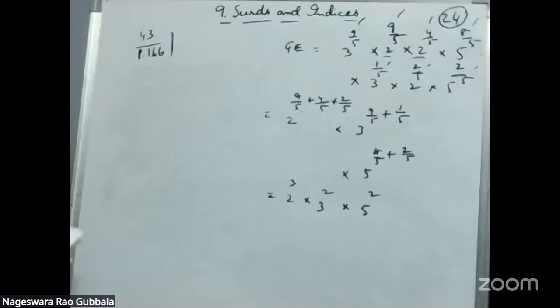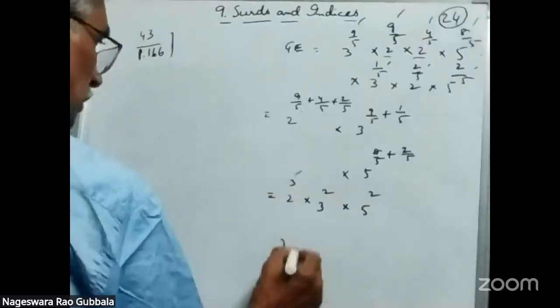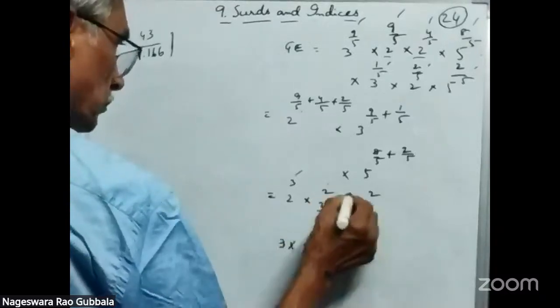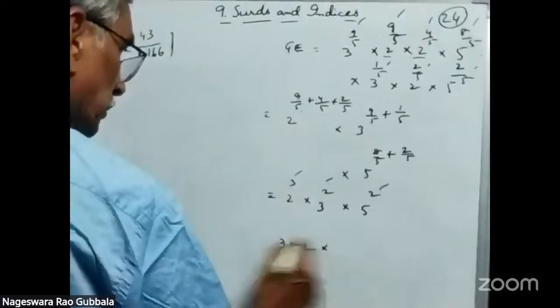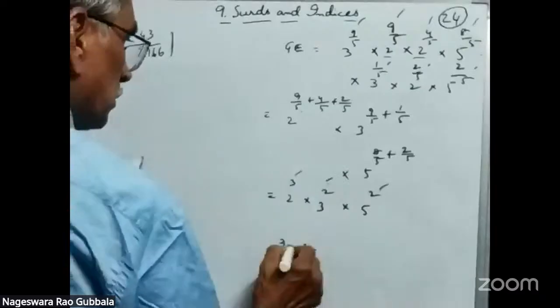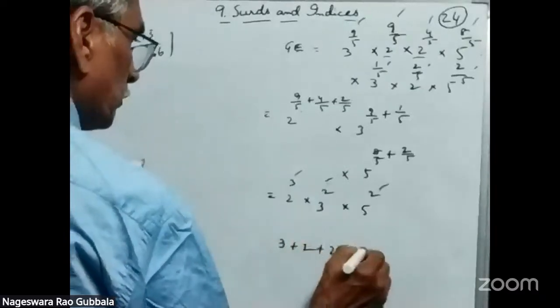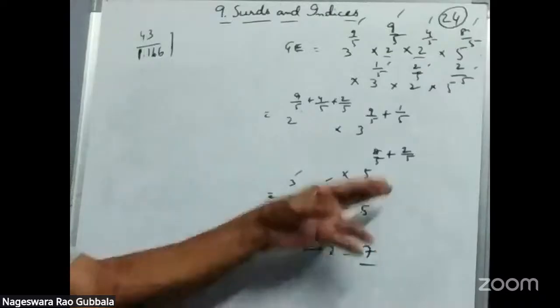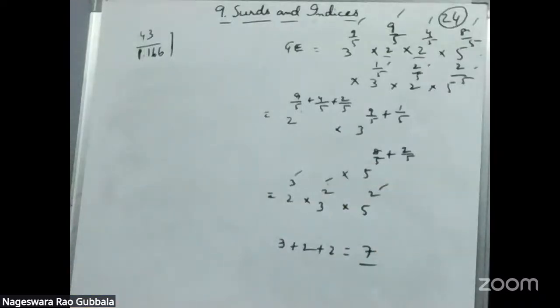How many prime factors? These three, that is here 3 factors. Here 2 factors, 2 prime factors. Here 2 prime factors. Total prime factors comes 3 plus 2 plus 2, 7 is the answer. 7 prime factors are there in the given expression. 2 is 3, 3 is 2, 5 is 2. That is equivalent to the given expression. Of course, it is given as the surds.